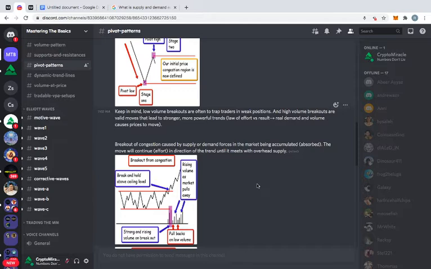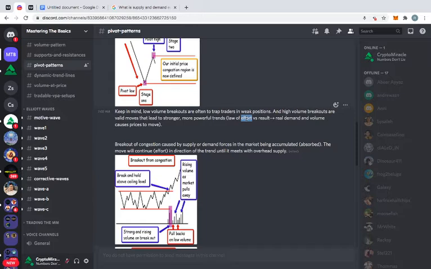Revenge trading. This is the psychology of the markets, of market players. Okay, so anyways, the high volume breakouts are valid moves that lead to stronger, more powerful trends. The law of effort versus result: in order to have the result continue, you have to continue the effort.